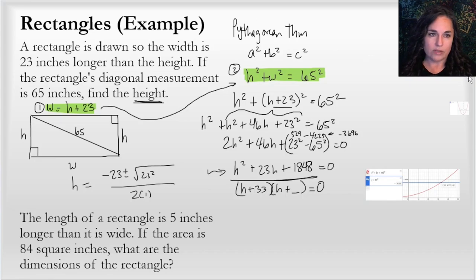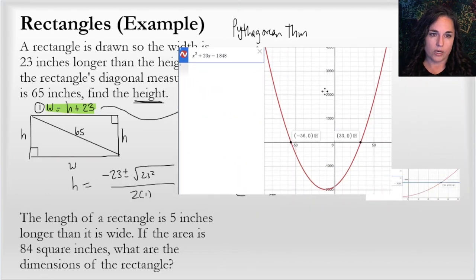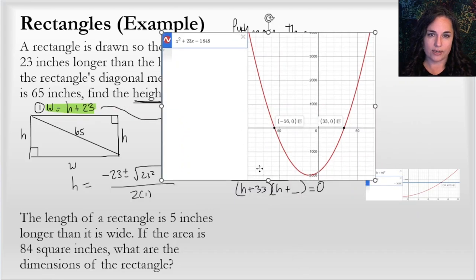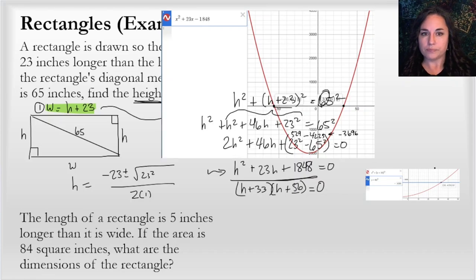And I do believe that's on this other graph I have pulled up here. Let me bring it forward. We can see that there's 33. When you graph just this equation, you're asking when does that cross the x-axis, and we can see it's at 33 and negative 56. Like I was saying, I don't care about that negative 56. The answer that I care about is 33.